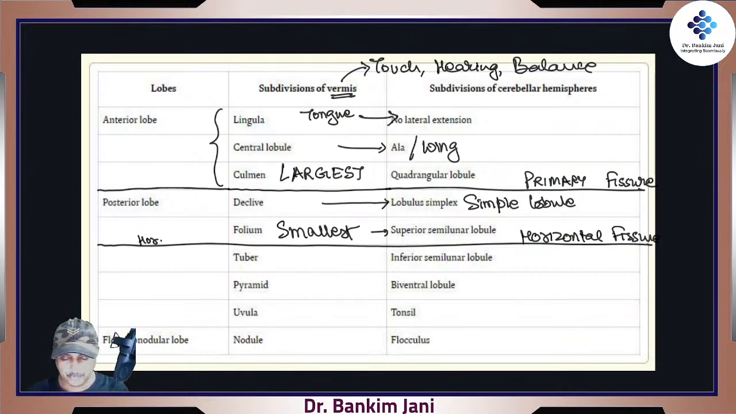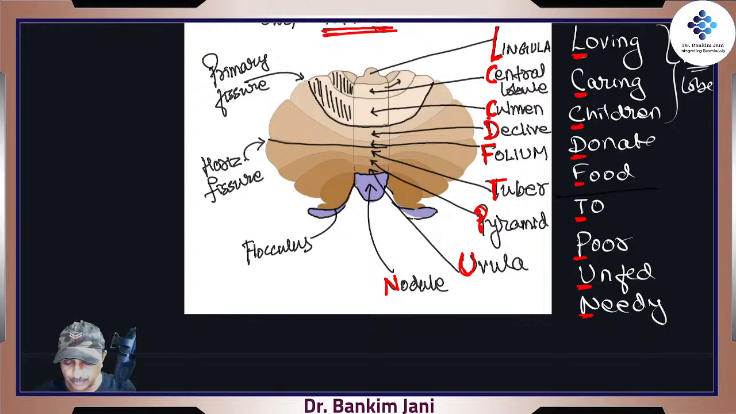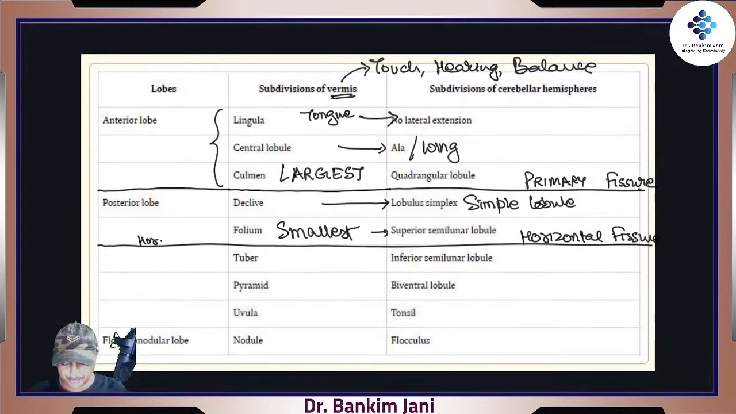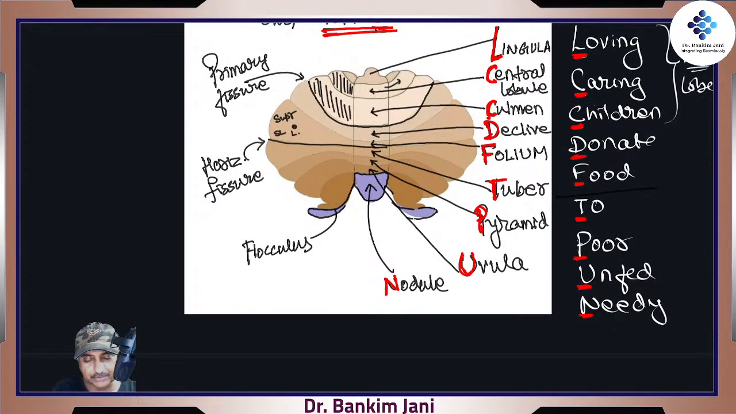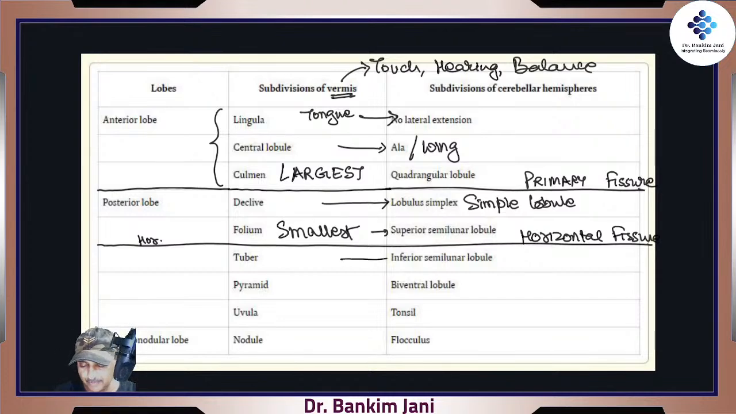So where is the superior semilunar lobule? Find out folium. Here it is, folium. This one is the superior semilunar lobule. Then there is the horizontal fissure, this one. So this one would be the inferior semilunar lobule. And this inferior semilunar lobule is associated with tuber. Let's check it out. Yes, here it is. See, it is associated with the inferior semilunar lobule.